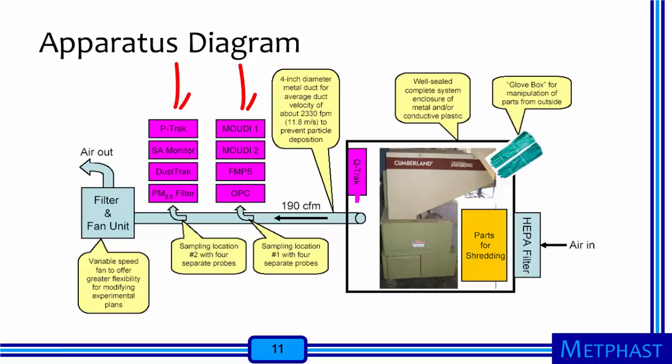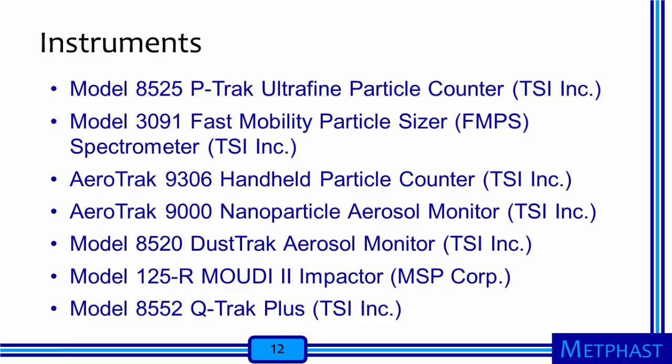We sampled the air from the duct at two locations using a variety of aerosol instruments. These instruments included a P-track ultrafine particle counter that measures number concentrations for particles with diameters ranging from about 20 nanometers up to about 1 micrometer or 1,000 nanometers. We used a fast mobility particle sizer, or FMPS, to measure the size distribution by number of particles ranging from 5.6 nanometers up to about 560 nanometers.